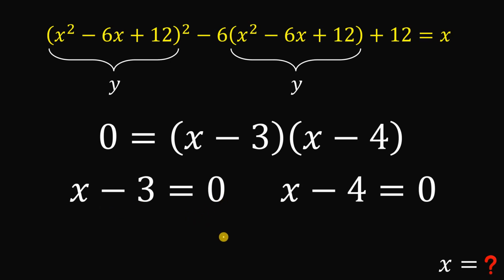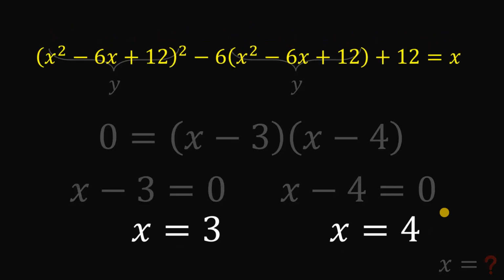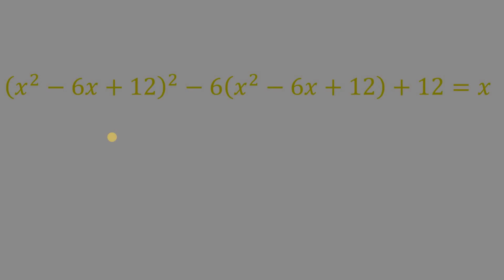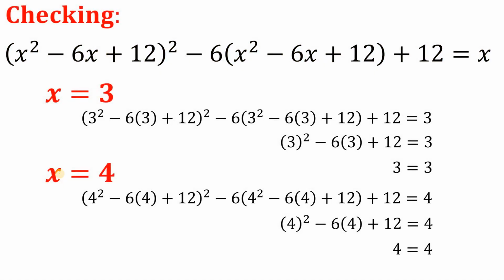From x − 3 = 0, we get that x = 3. And in the other case, we get x = 4. Therefore, given this equation, the values of x that satisfy it are x = 3 or x = 4. And of course, here's the checking. As you can see, x = 3 and x = 4 satisfy this equation.